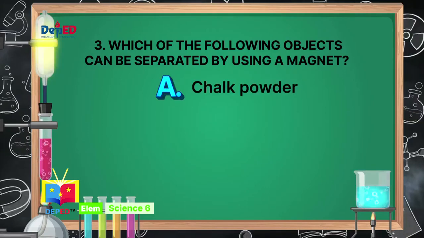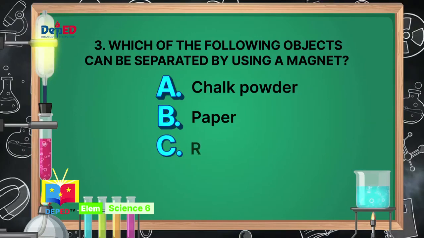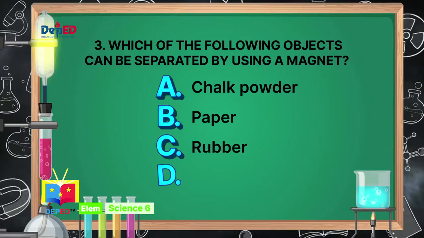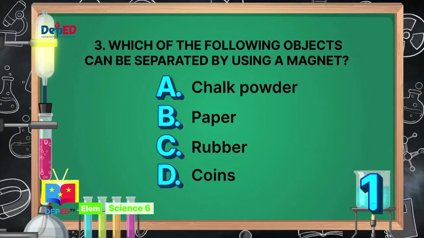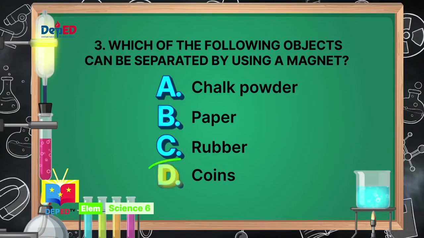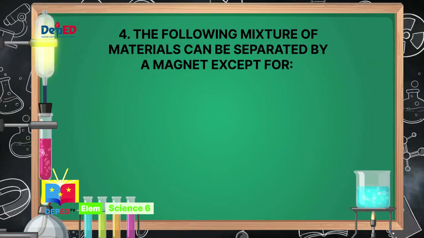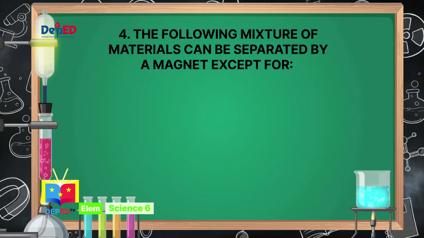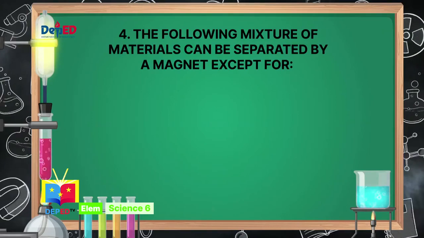Number 3. Which of the following objects can be separated by using a magnet? A. Chalk powder. B. Paper. C. Rubber. D. Coins. The correct answer is D. Coins.